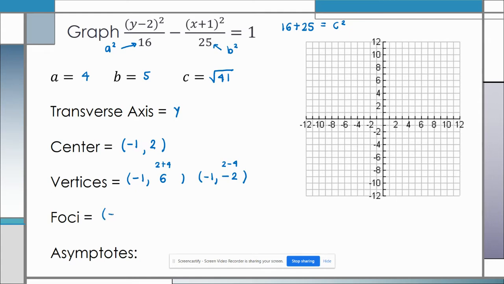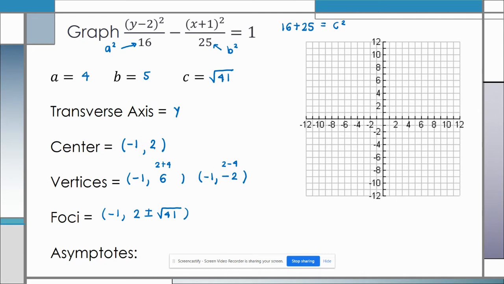Same idea with the foci. I keep the first number the same because I know that my foci is going to have to move up and down along the lines as the transverse axis. So that means that I'm going to take 2, and I'm going to be adding and subtracting the square root of 41 from it. Now, because that's a radical, I'm okay with you leaving your answer as far as identifying your foci ordered pair as that.